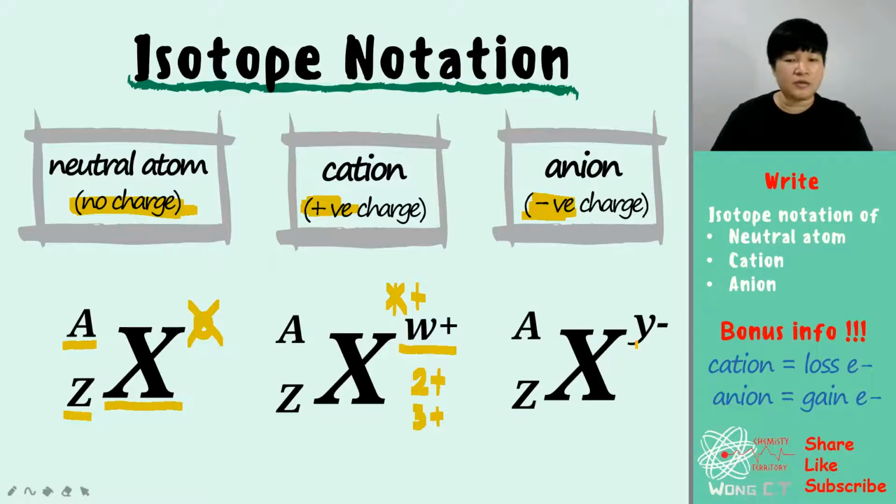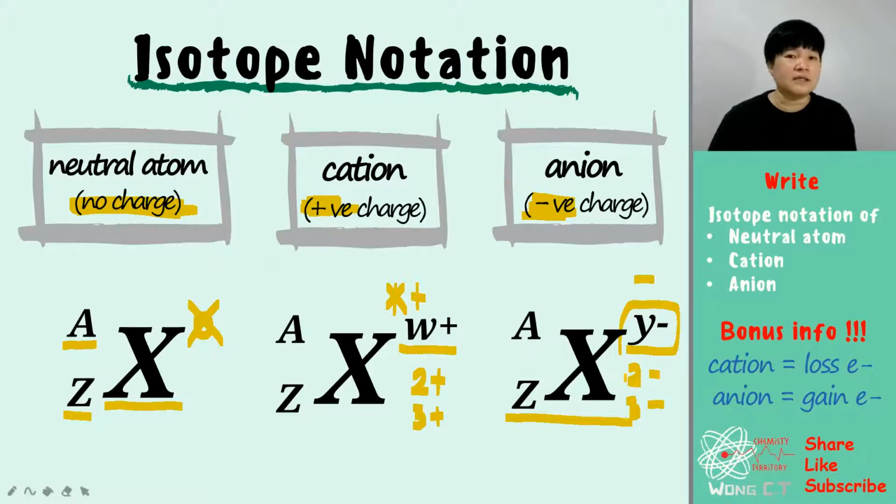The same thing applies to the anion. Everything remains the same, only the position of the charge changes. The charge will be Y negative. So if it's 1 negative, you only write negative; 2 negative, or 3 negative, and so on. That is how we write the isotope notation for the neutral atom, cation, and anion.